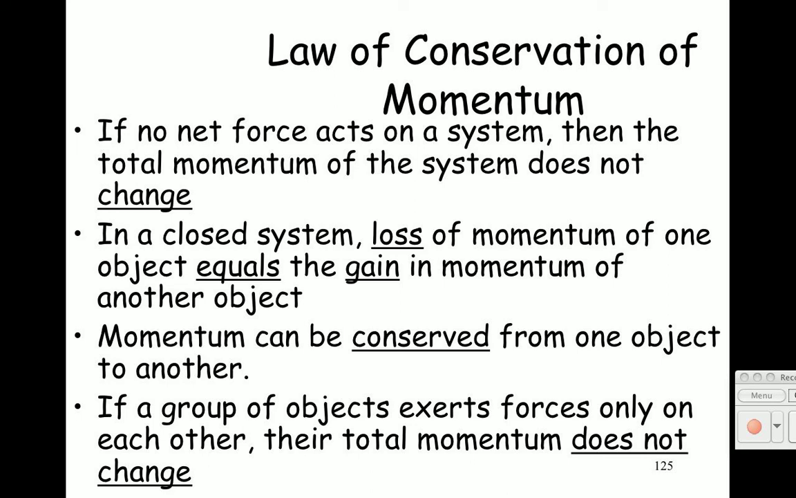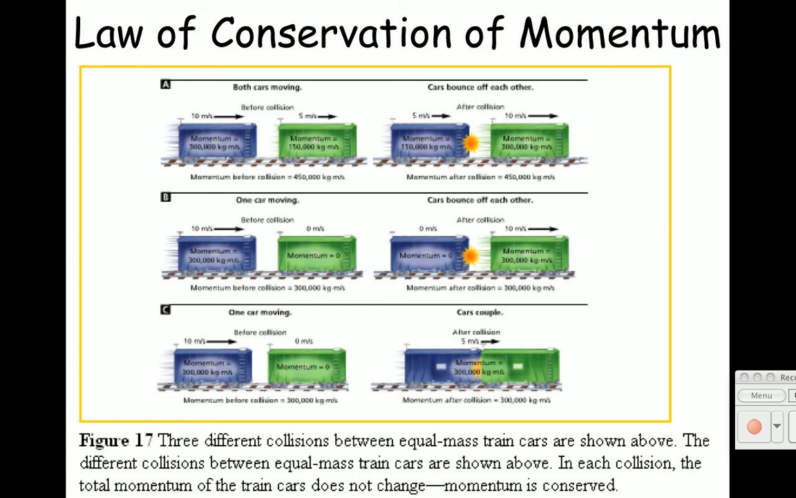You can see that in the examples here with the train cars. We've got 3 different collisions. In this one, before collision, we've got one car with 300,000 momentum, kilogram meters per second. It's moving at 10 meters per second, and the momentum of this car moving at 5 meters per second is 150,000. They collide and the cars bounce off each other. Notice that the numbers stay the same, 150,000 and 300,000. So momentum before is 450,000, momentum after is 450,000.